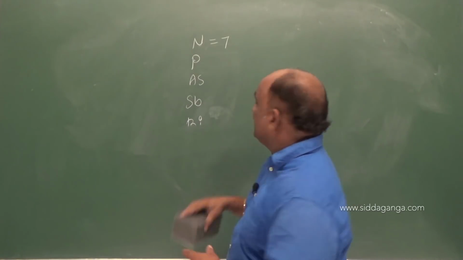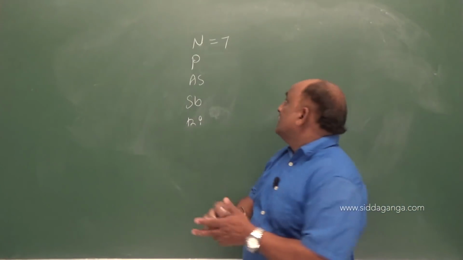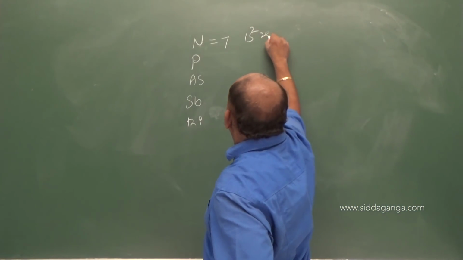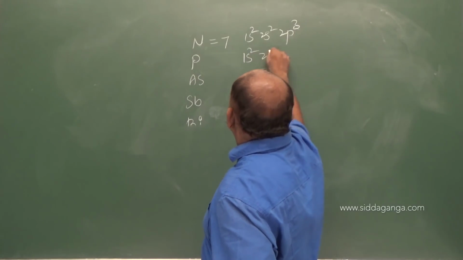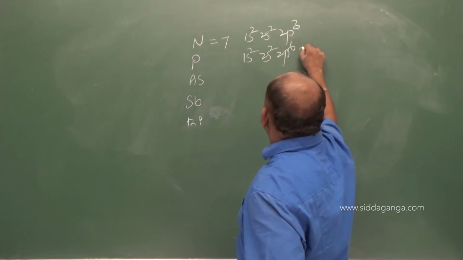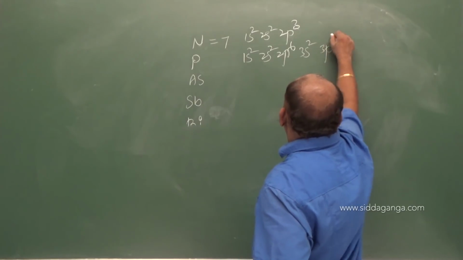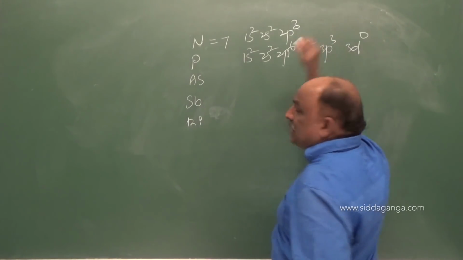So here, nitrogen is 1s2, 2s2, 2p3. While coming to phosphorus, it is 1s2, 2s2, 2p6, 3s2, 3p3, followed by 3d0.